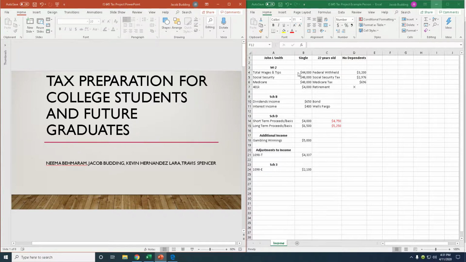As you can see, his different forms of income come from a W-2. He had dividends, interest, some trades. He ended up winning at a casino, which is very possible since we all live in Nevada. And the 1098T and the 1098E is because he is a college student as of right now. And we're going to go over how this stuff affects you.